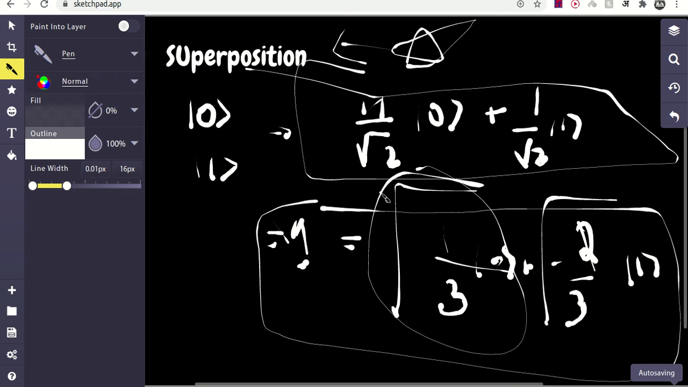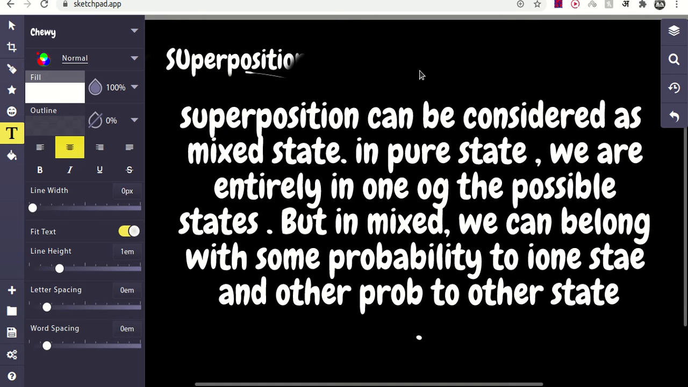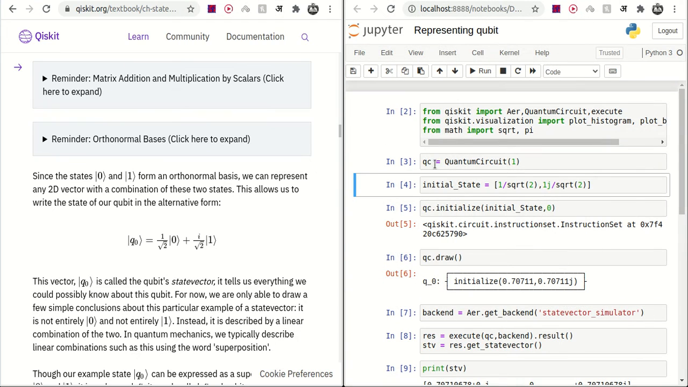So what does superposition mean? Now I need to introduce the superposition term. Superposition can be considered as a mixed state. In a pure state, we are entirely in one of the possible states, but in a mixed state, we can belong with some probability to one state and the other probability to the other state. We'll try to understand this with code, and I have implemented it using Qiskit. Let's see how we can understand that.